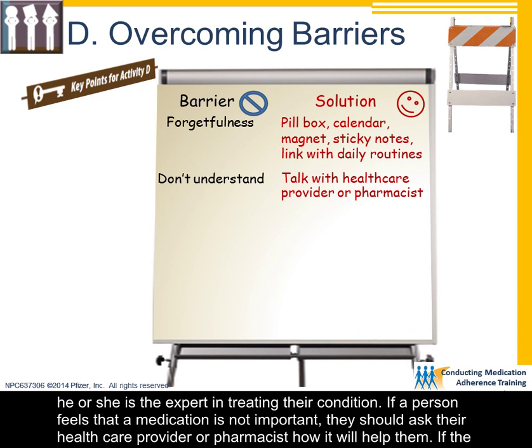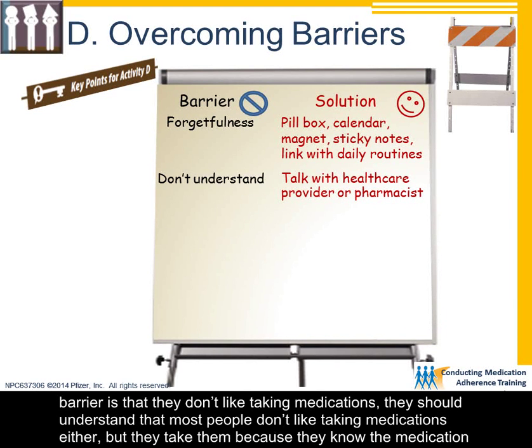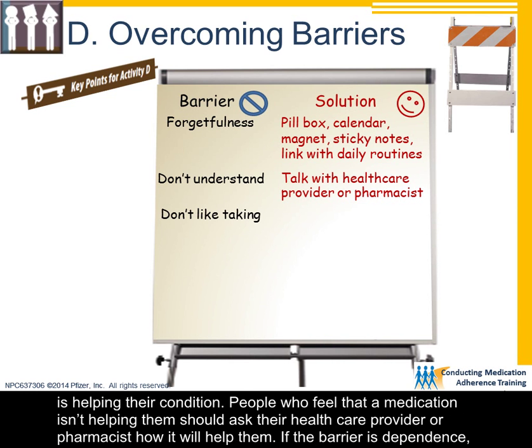If a person feels that a medication is not important, they should ask their healthcare provider or pharmacist how it will help them. If the barrier is that they don't like taking medications, they should understand that most people don't like taking medications either, but they take them because they know the medication is helping their condition. People who feel that a medication isn't helping them should ask their healthcare provider or pharmacist how it will help them.